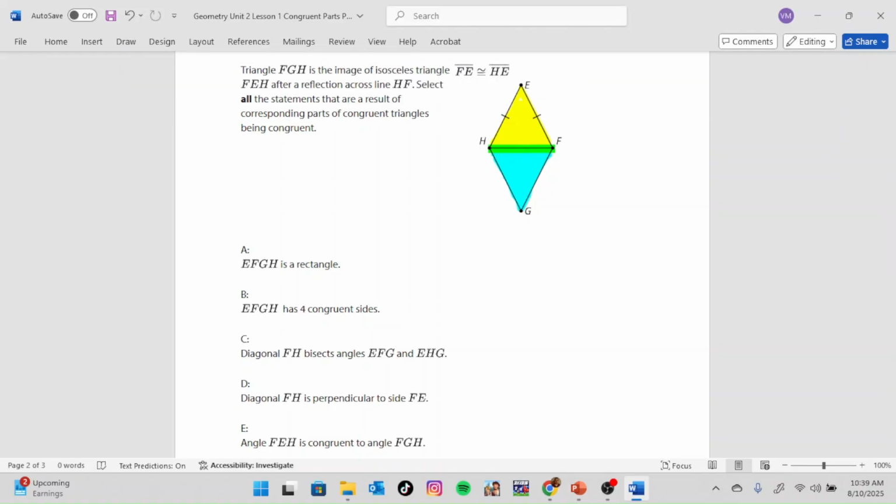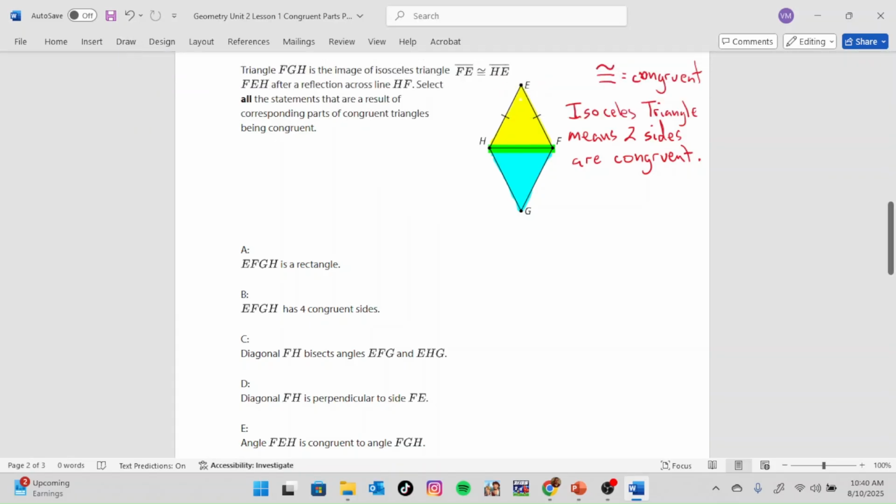Now, one thing they've pointed out for you is that FE is congruent to HE. So this little symbol that you see means congruent. And the reason that that's true is that the term isosceles triangle means two sides are congruent. So, knowing that, let's look at our choices.